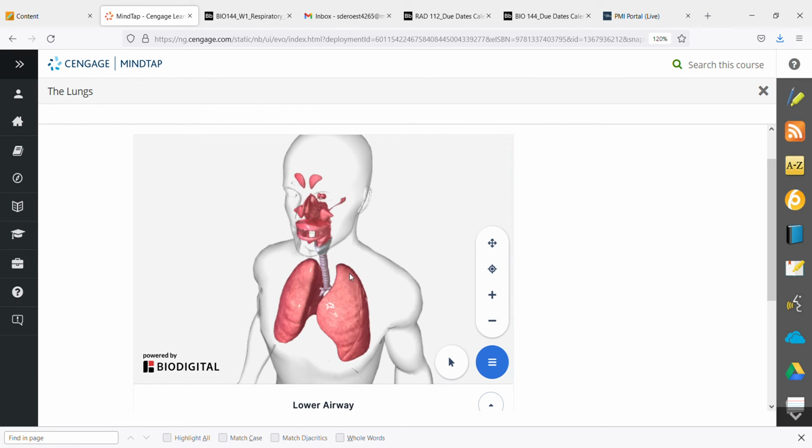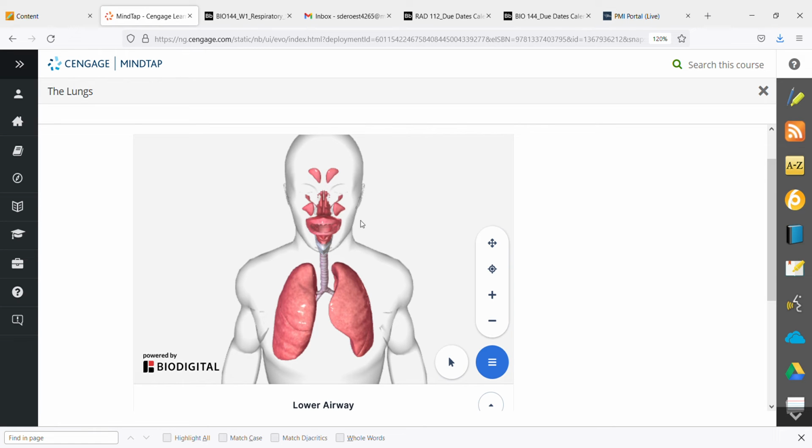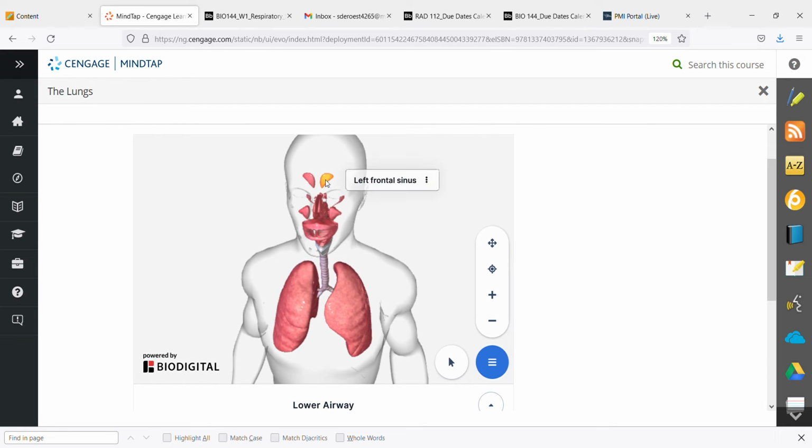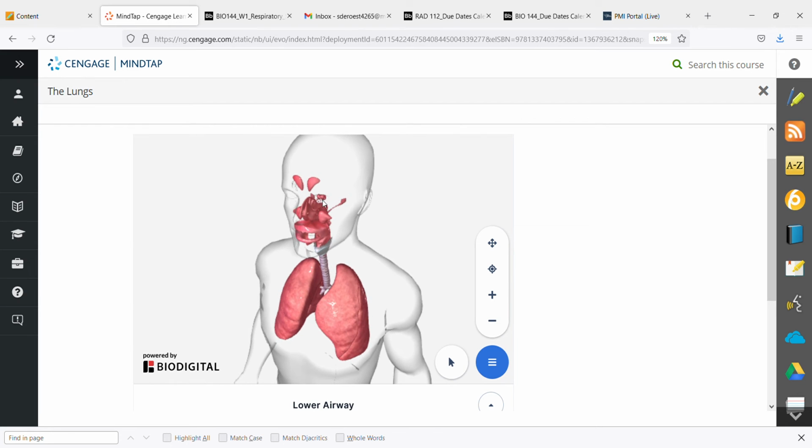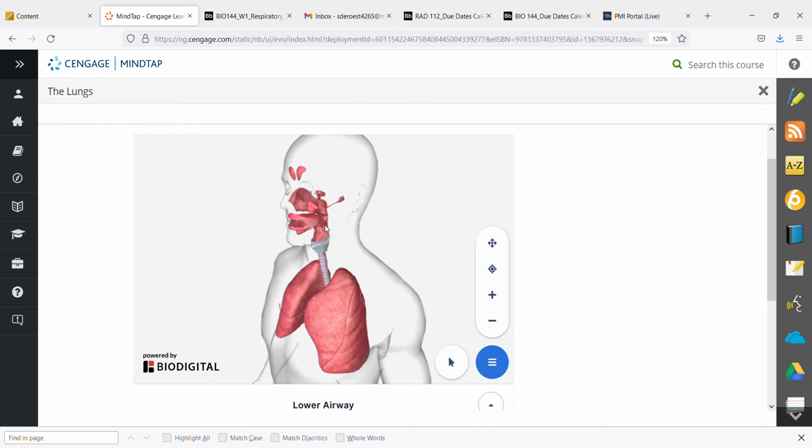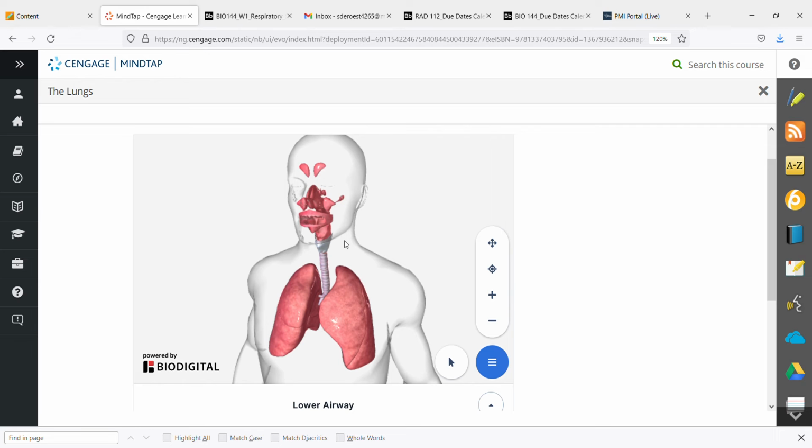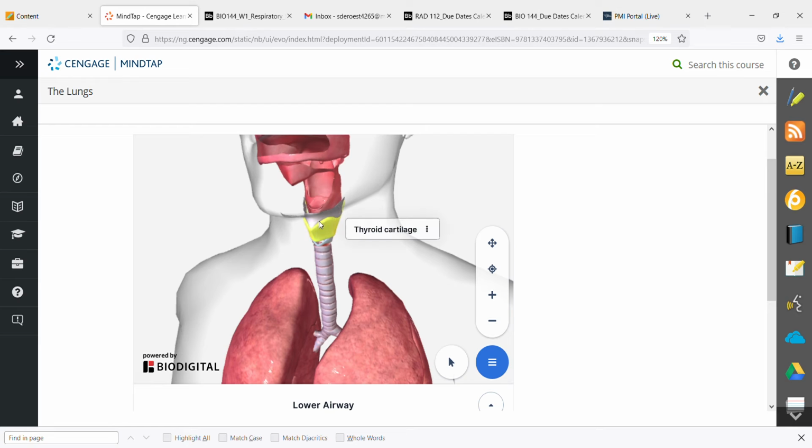We have some sinus cavities up here as well. So the frontal sinuses, maxillary sinuses, sphenoid sinus there, and the larynx is encased in this area here. So your thyroid cartilage, your hyoid, and all that kind of stuff. Right underneath the epiglottis is your larynx, which is responsible for what you're listening to right now, my voice.